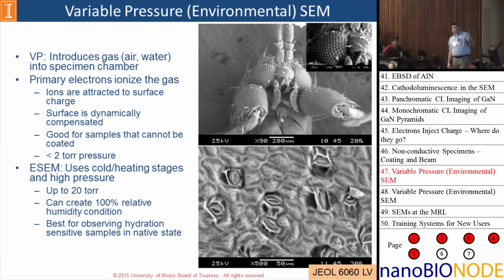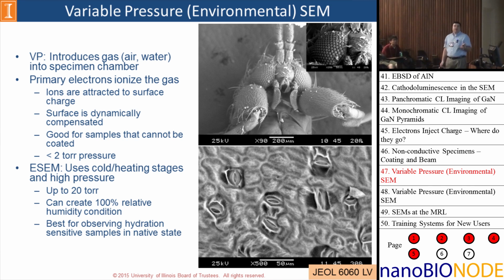Now, the next part of it is that you've got a VP SEM. We also have full, what's called environmental SEMs, or E-SEMs. The major advantage of an E-SEM is that they typically come with a cold or heating stage, and they can operate at very high pressures. So less than 2 torr for a VP. For E-SEM, up to 20 torr inside of the chamber. What this allows us to do is create a 100% relative humidity condition inside of the chamber. So for things that are very hydration sensitive, this is the scope for you.